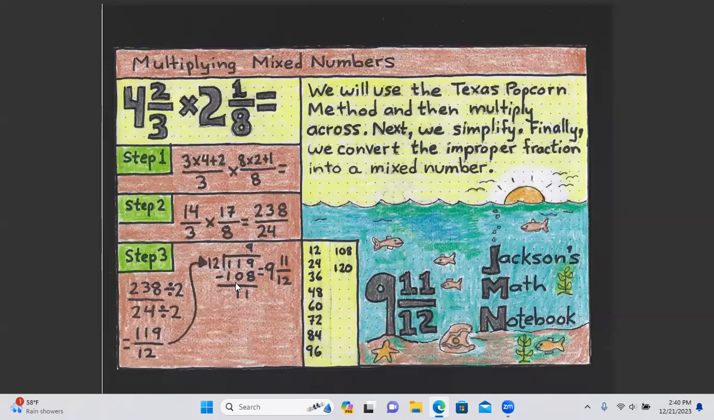12 times 9 gives us 108. And 119 take away 108 will give us 11 as our remainder. And of course, remainders are numerators, our divisor will still be the denominator, and 9 is our whole number, and our answer in this case is 9 11/12.